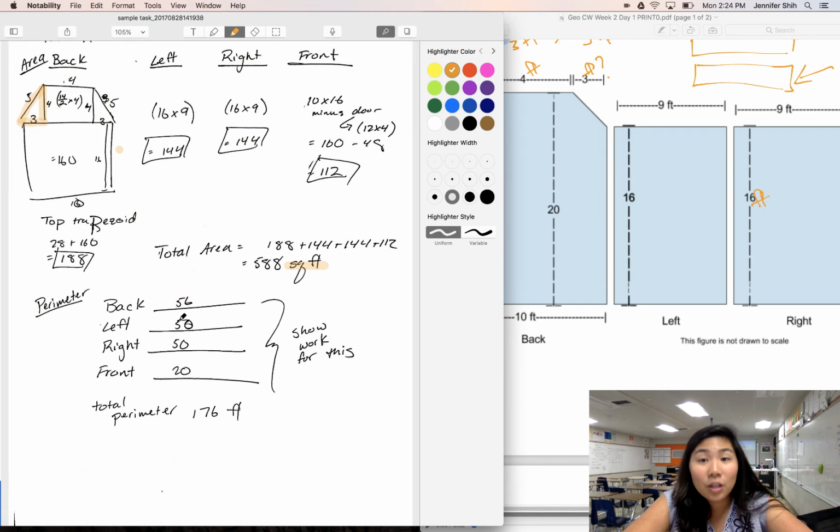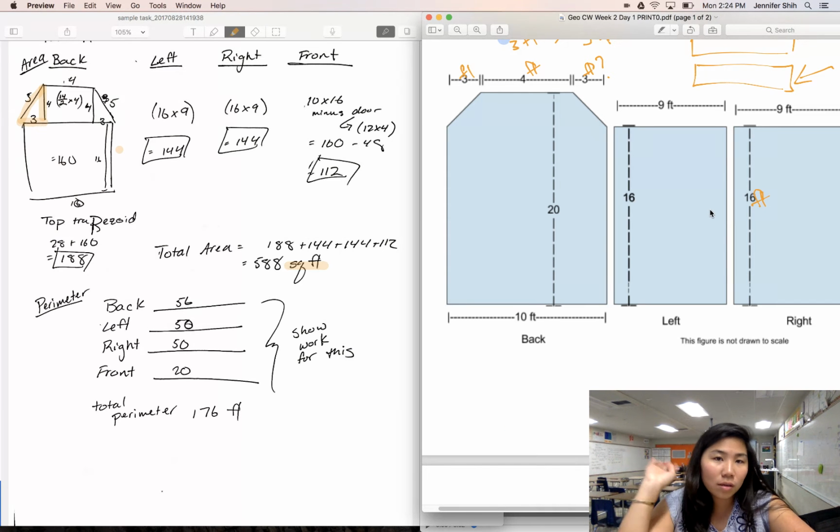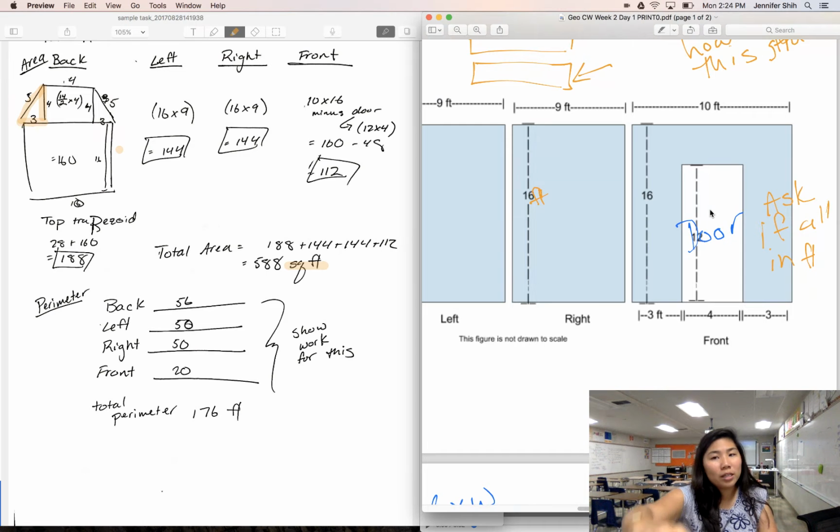Remember, in your notebook, you need to show me that you know which parts to add up, and not just these answers right here. Okay, the left wall and the right wall, I just used the rectangles and did a regular perimeter of rectangles. And then the front wall, I did the area, but did I not do this right?